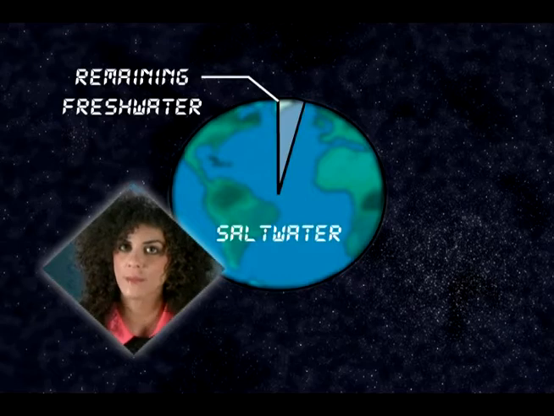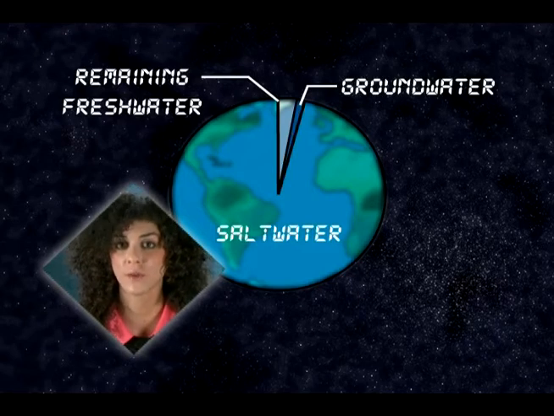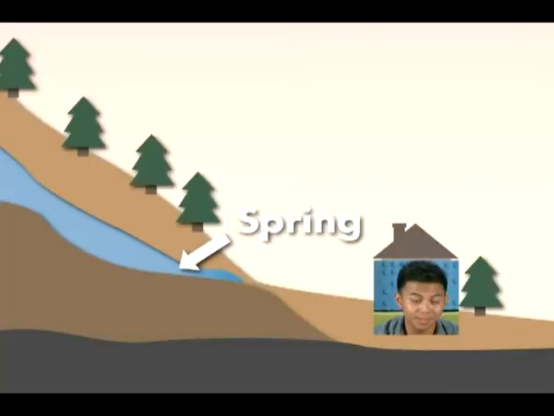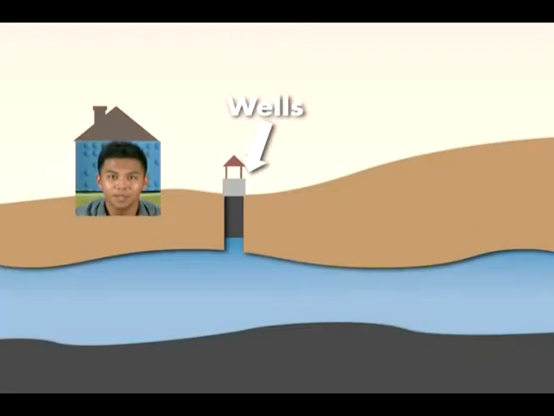Remember, groundwater makes up about 30% of Earth's fresh water, and it can be an important source of water for humans. Sometimes groundwater can be accessed through a spring, which is an area where the water breaks through the surface of the ground. People also dig wells to access groundwater. Both springs and wells can be important sources of drinking water for many people.